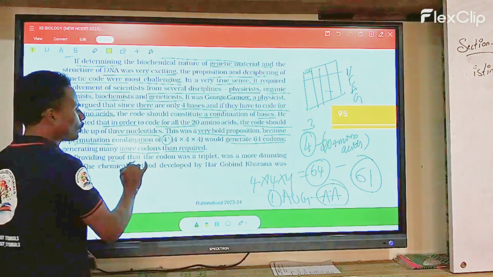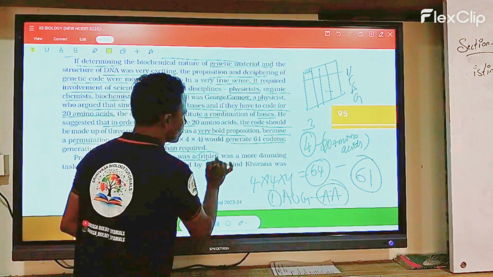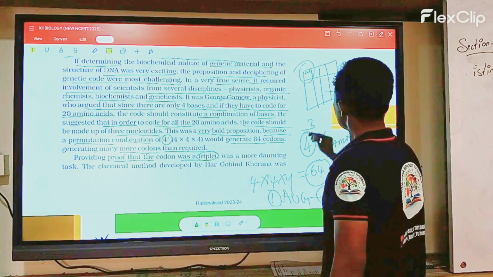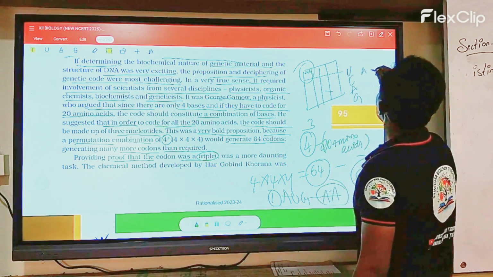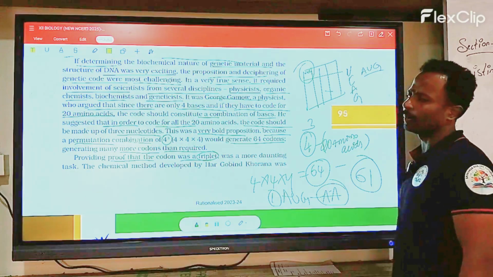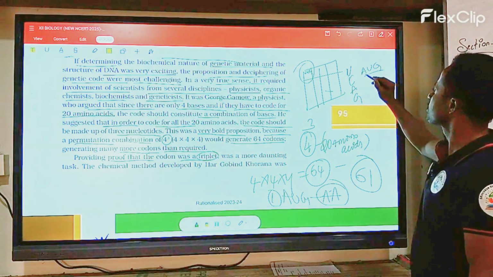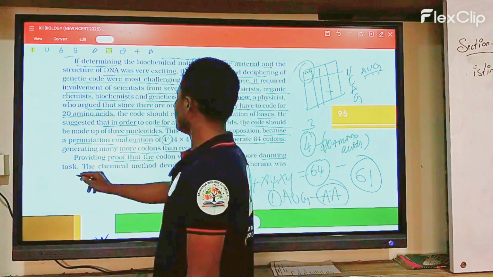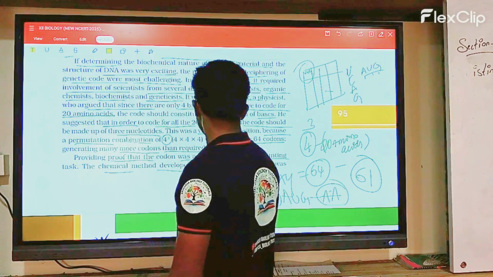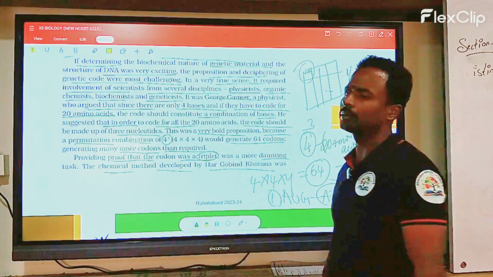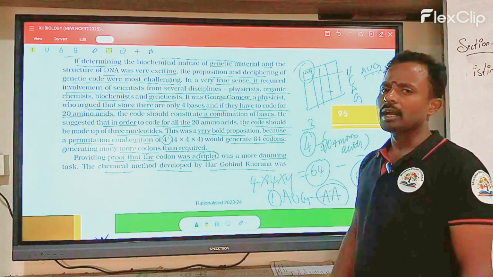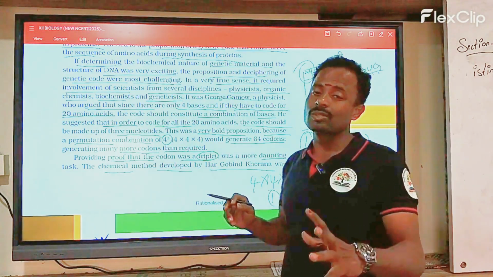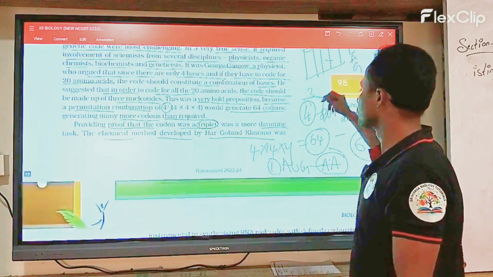Here the proof is provided that codons are triplets. Triplets means what? They are already given here. See, that is AUG: adenine, uracil, and guanine. How many codons are present? They have triplets. The chemical method was developed by Har Gobind Khorana. Who was the scientist? Har Gobind Khorana. He clearly explained how RNA synthesis takes place.